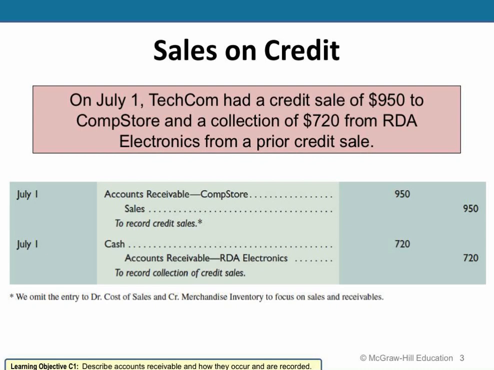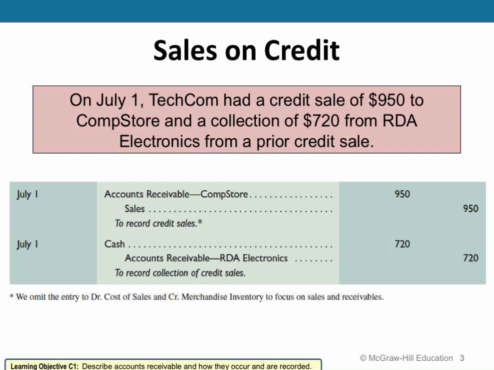The second transaction we have here is from another customer, RDA, that is coming later from a previous transaction that we had with them and saying, hey, I'd like to pay $720 on the amount that I still owe you. So we debit cash by $720 and credit accounts receivable by $720.